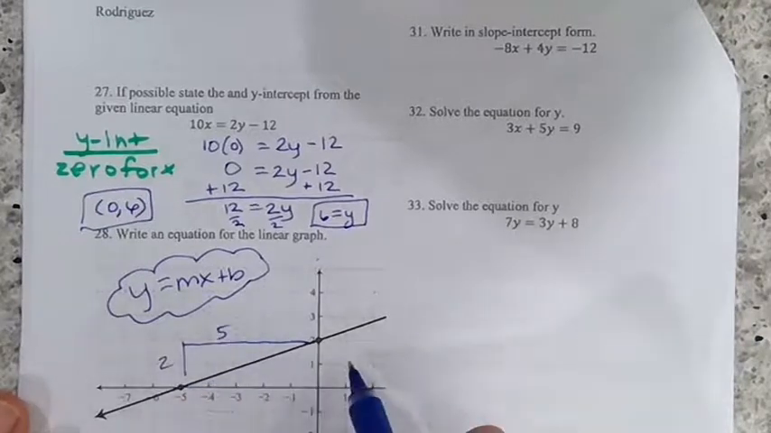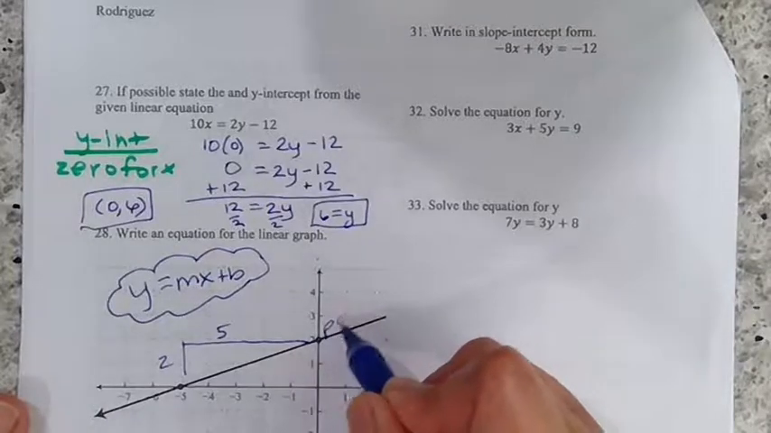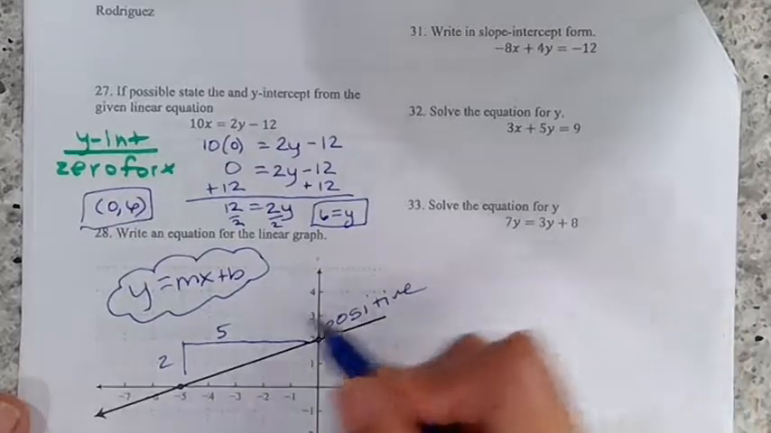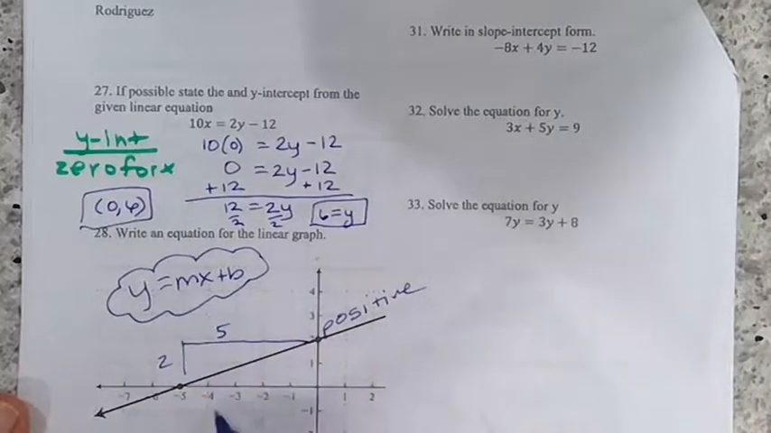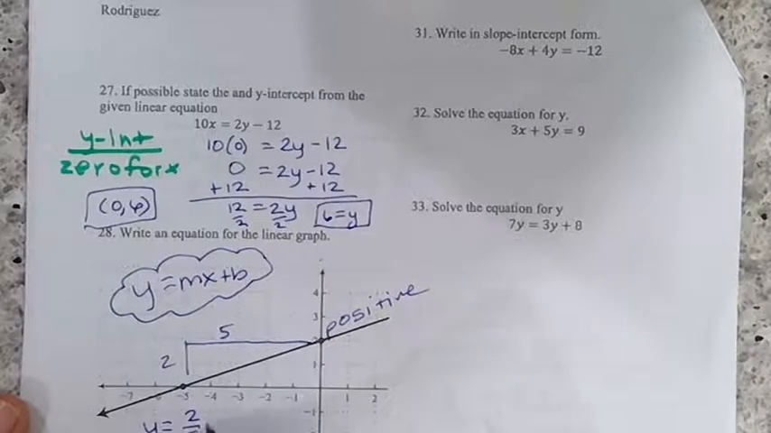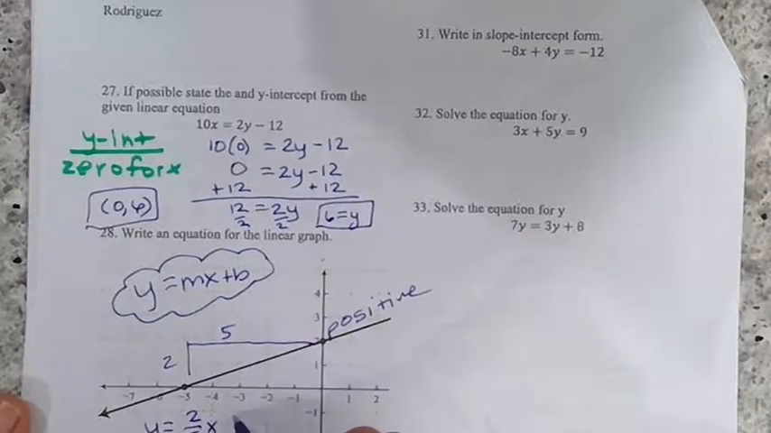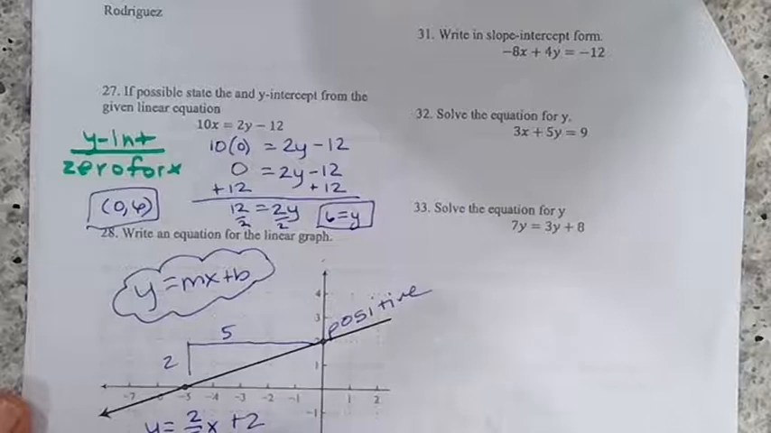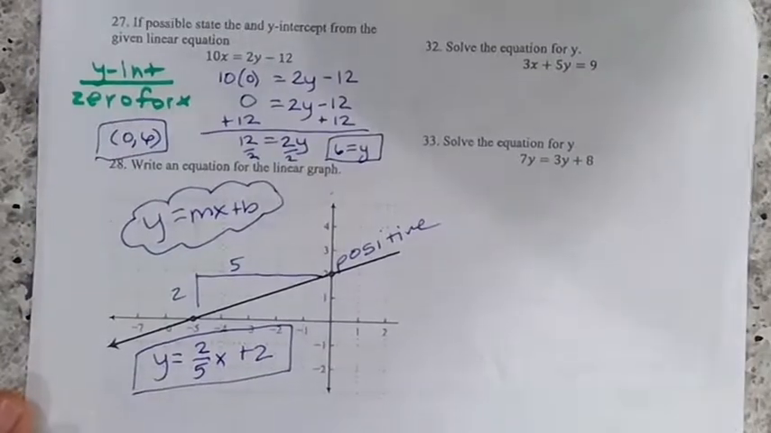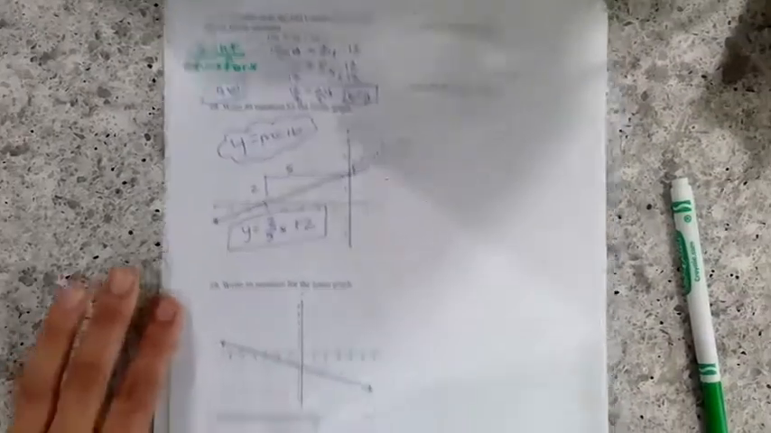Okay. So what you need for this is you need to know your slope. Your slope is positive because if you write your name on it, your name would be going up. So your equation is y equals 2/5 x plus your y-intercept, which is 2. You have to know this one. This is definitely an equation that you would have to know for next year.